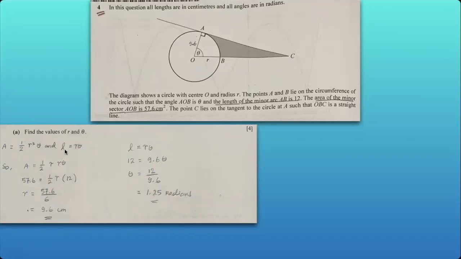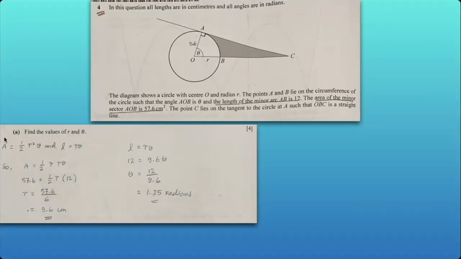We need these two formulas. A is equal to half R squared theta. This is the area of a sector. In this case, this area here, area of a sector. And then L is the arc length, this one here, AB, which is equal to R theta.